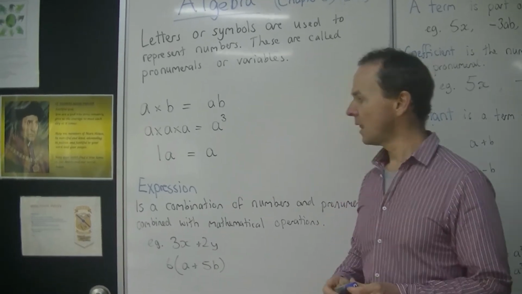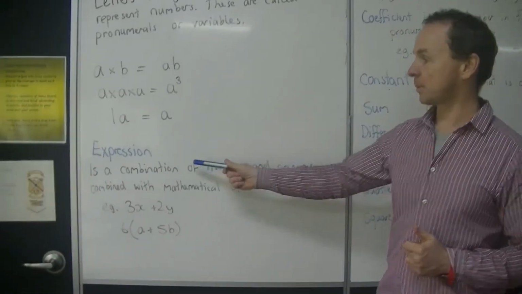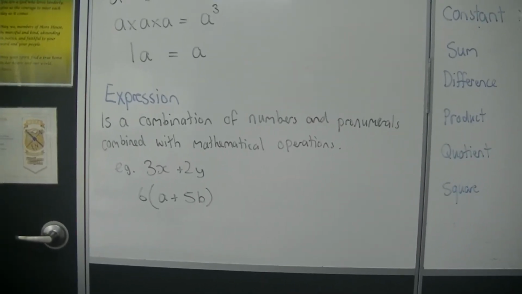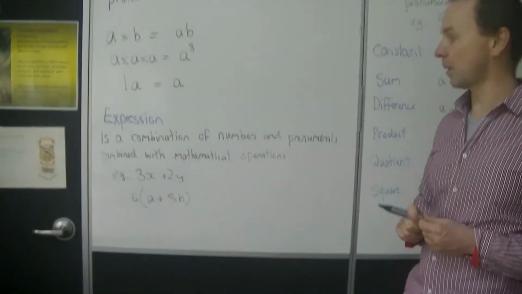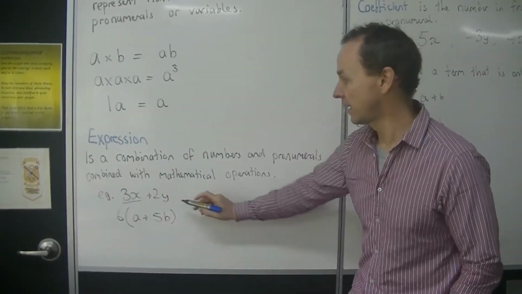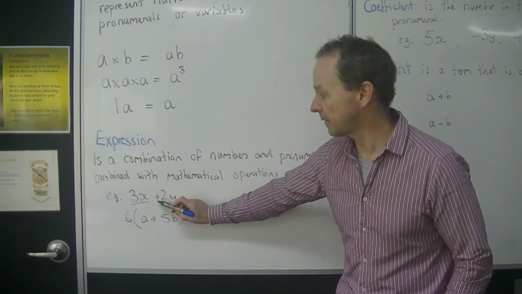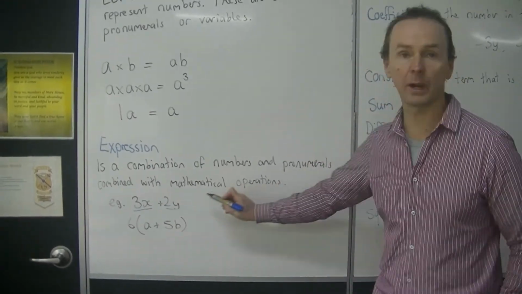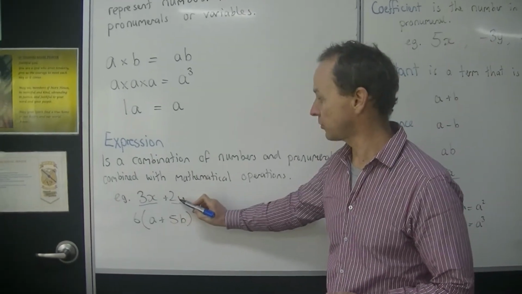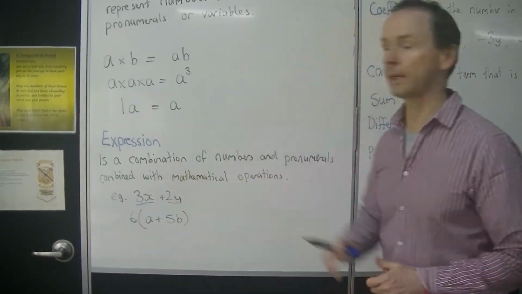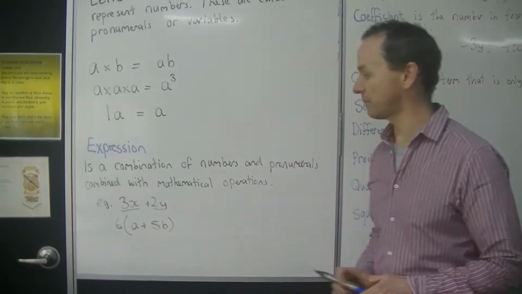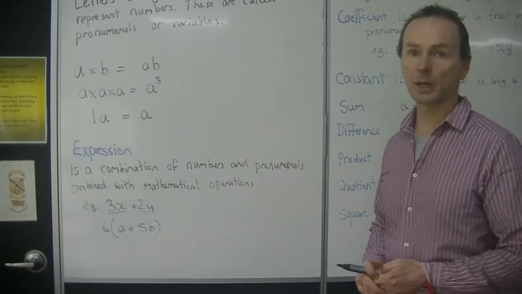Excellent. A few definitions first. An expression. So it says there, an expression is a combination of numbers and pronumerals combined with mathematical operations. What that means is, here we've got one term, 3x, and we've got another term, 2y. They're combined with a mathematical operation. That means like plus, minus, times or divide. So 3x plus 2y, that whole thing is called an expression. And again down here, 6 brackets, a plus 5b, close brackets, that's an expression.